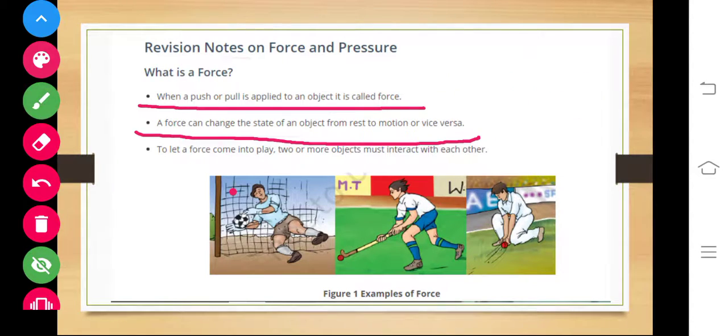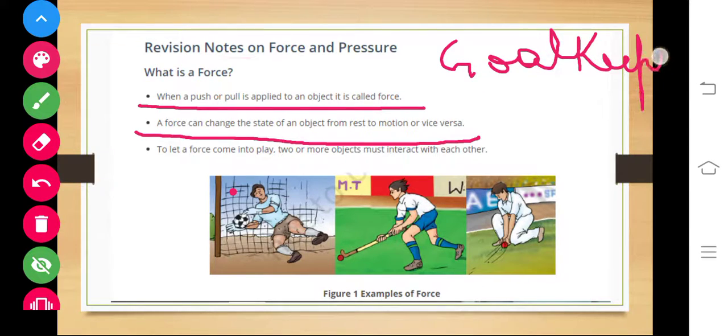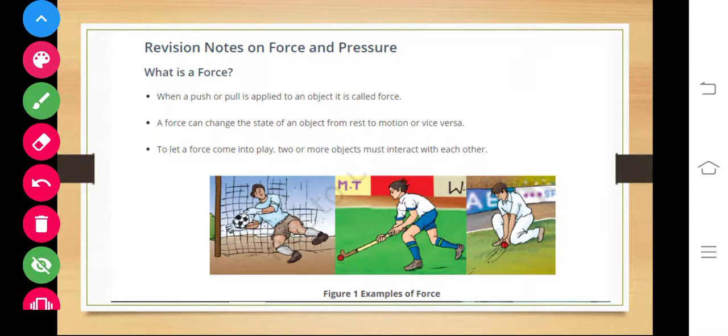For the vice versa example, a goalkeeper, we all know what a goalkeeper is. He keeps the goal safe. So what does a goalkeeper do? He stops the ball and saves the goal, bringing it from motion to rest. I hope you are clear with the example. Examples are very, very important to understand any concept.